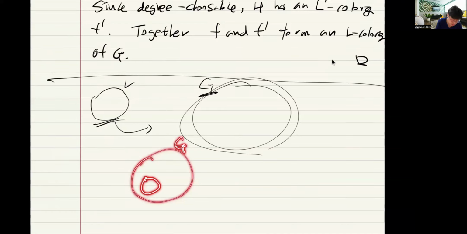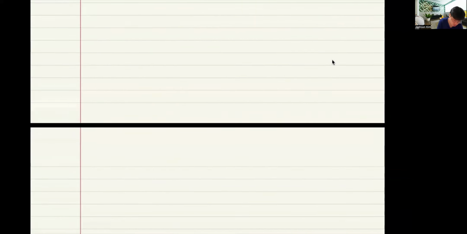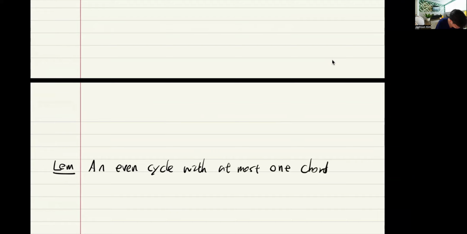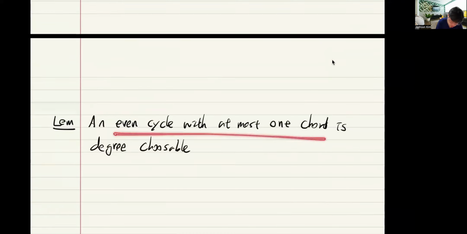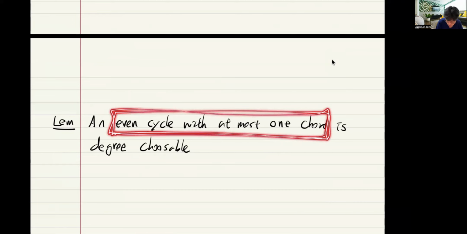And then what would be that subgraph? We'll show that the following graph is degree choosable: an even cycle with at most one chord is degree choosable. So this is one of the graphs with the simplest structure that we can think of.